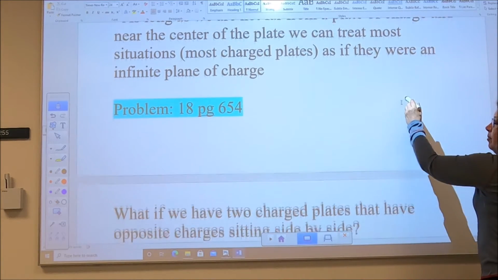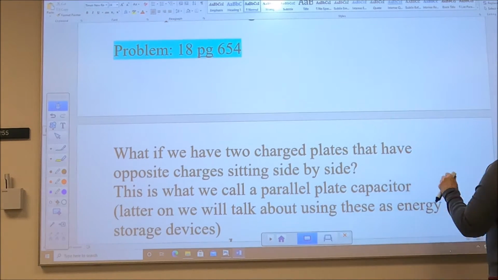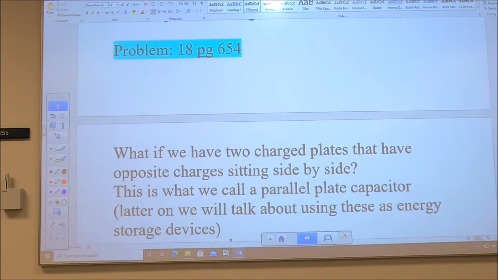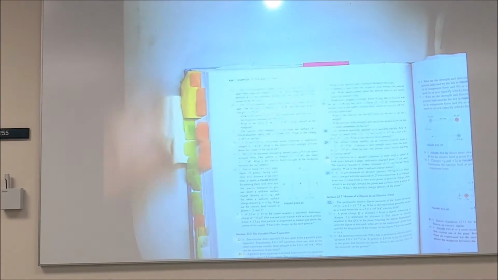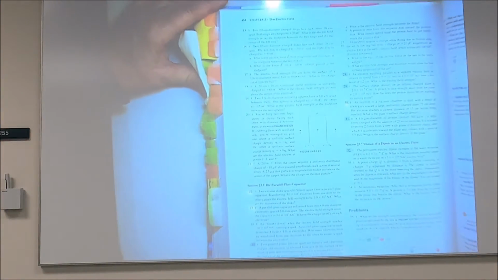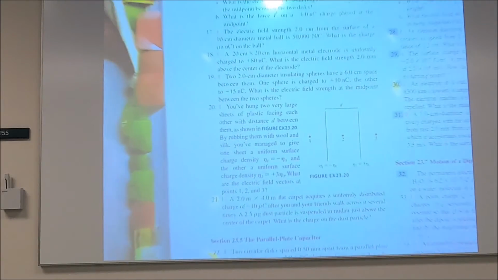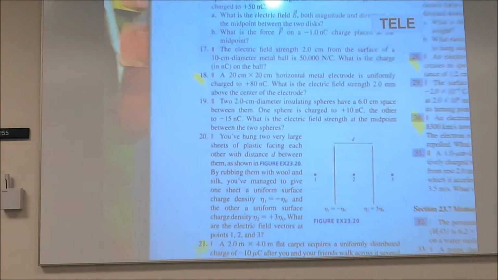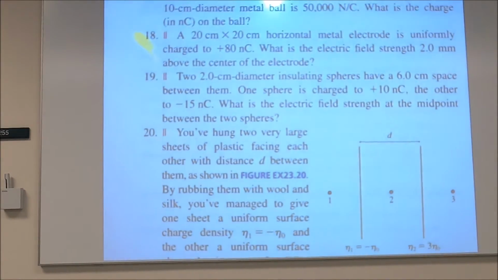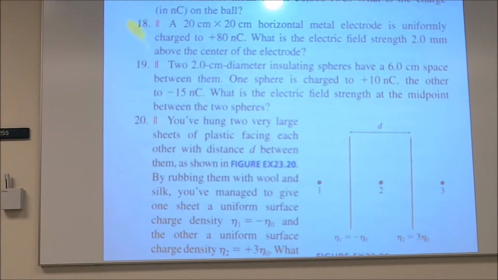So we're going to look at problem 18 on page 654. So let's flip over to the document you can, and let's look at problem 18. You're done? No. You go ahead and set up around me. You can set up around me.